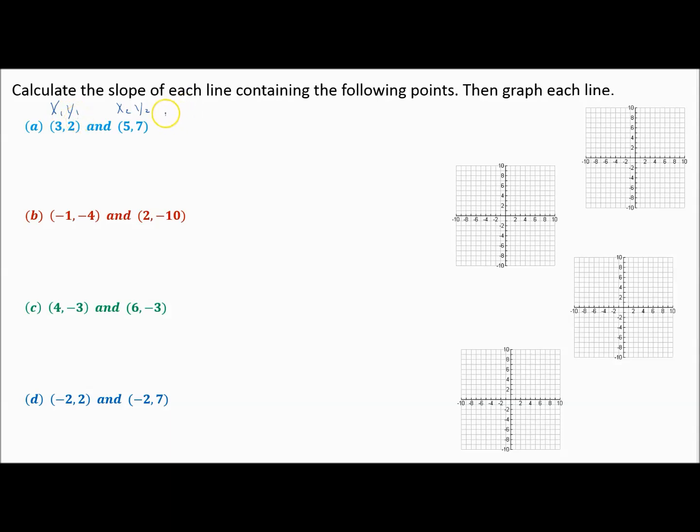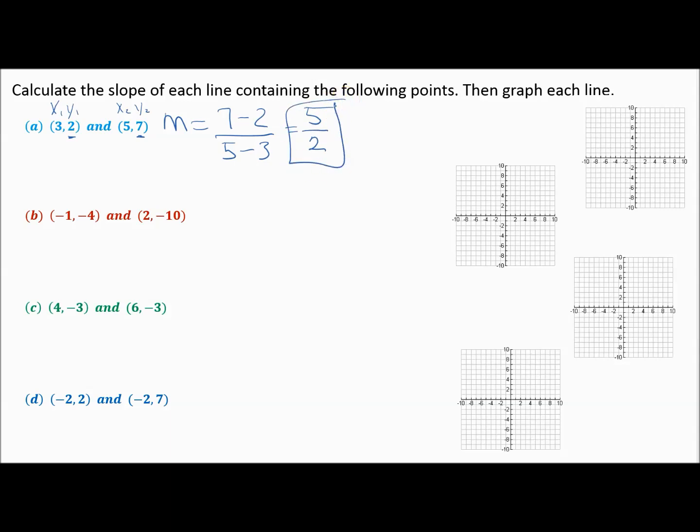So if I use my formula, m is equal to y2, which is 7, so right here, minus y1, which is 2. That goes in my numerator. And then on the other hand, I subtract x's in the bottom. Now again, if I start with 7, I have to start with 5 in the denominator. So that's 5 minus 3. I continue to simplify. 7 minus 2 is 5. 5 minus 3 is 2. And this is my slope.